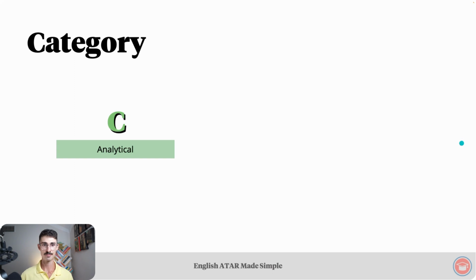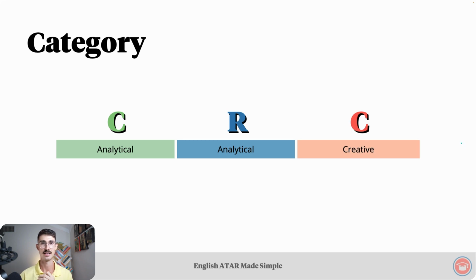The comprehending section, that is an analytical section. Similarly, the responding section is an analytical section, and then the composing section is a creative section. What does this stuff mean? Why are these categories used? For the comprehending section, the questions require you to analyze text. In the responding section, the questions require you to analyze text. And in the composing section, the questions require you to create text.